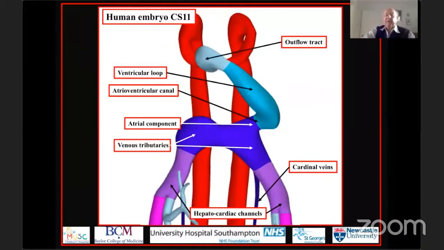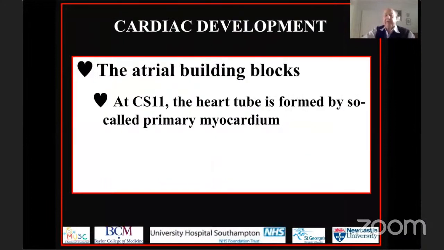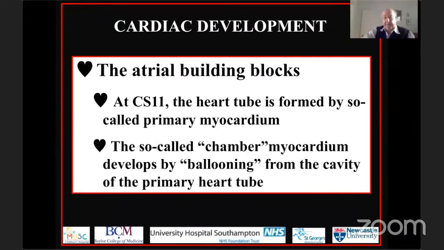And there, the ventricular loop is supporting the outflow tract. So at this early stage, another important point to emphasize is that the myocardium surrounding the heart tube is what we call primary myocardium. As I've explained, the atrial component will give rise to what we will call the body. The so-called chamber myocardium, which gives rise to the appendages, develops by the process of ballooning.